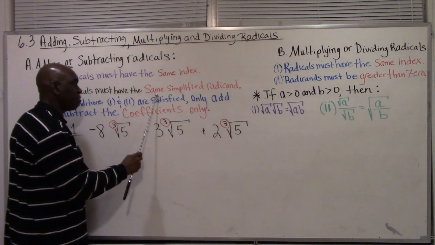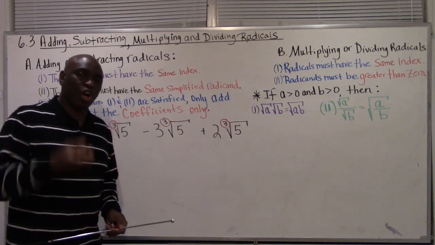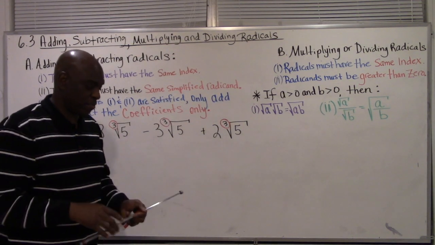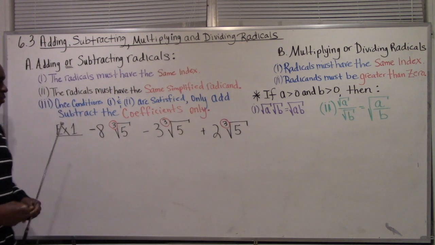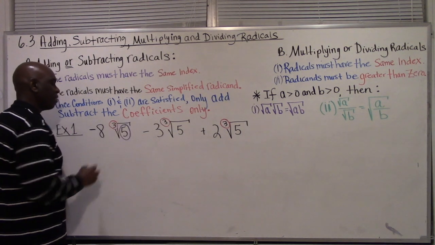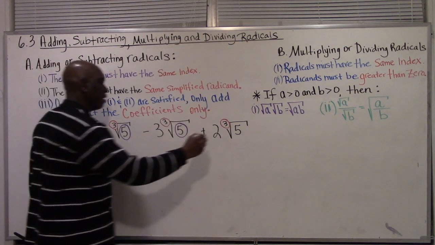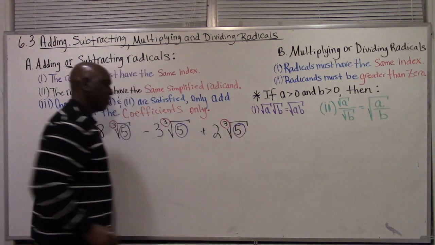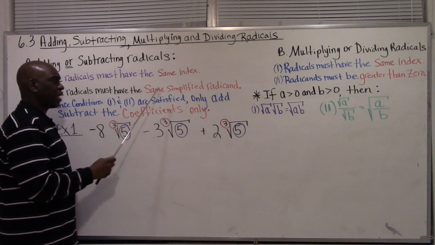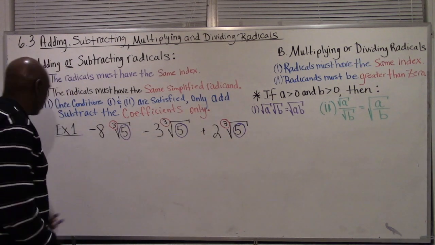Condition 2. They must have the same simplified radicand. Now the radicand is like the argument or what's inside of the radical. Let's see if they're the same. Okay, here we go. The radicand here is 5. The radicand here is 5. The radicand here is 5. Okay, so this problem is looking pretty good. We have the same index and the same simplified radicand. So there's only one thing left for us to do.